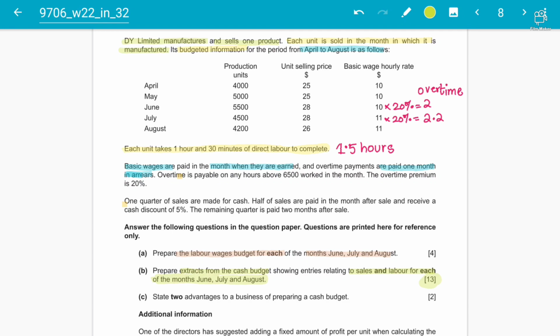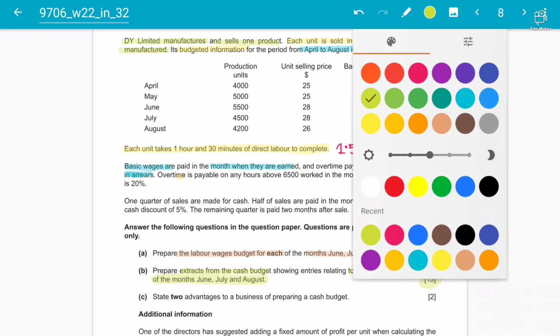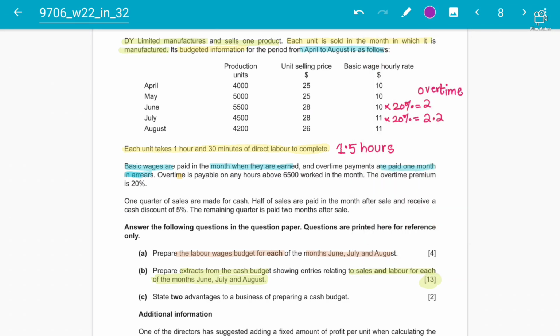And for that we also have the statement that we are going to understand and learn. The statement says that 1/4 of the sales are made for cash, half of the sales are paid in the month after sale and receive a cash discount of 5%, and the remaining quarter is paid 2 months after sale. Okay, so let's discuss what this actually means.